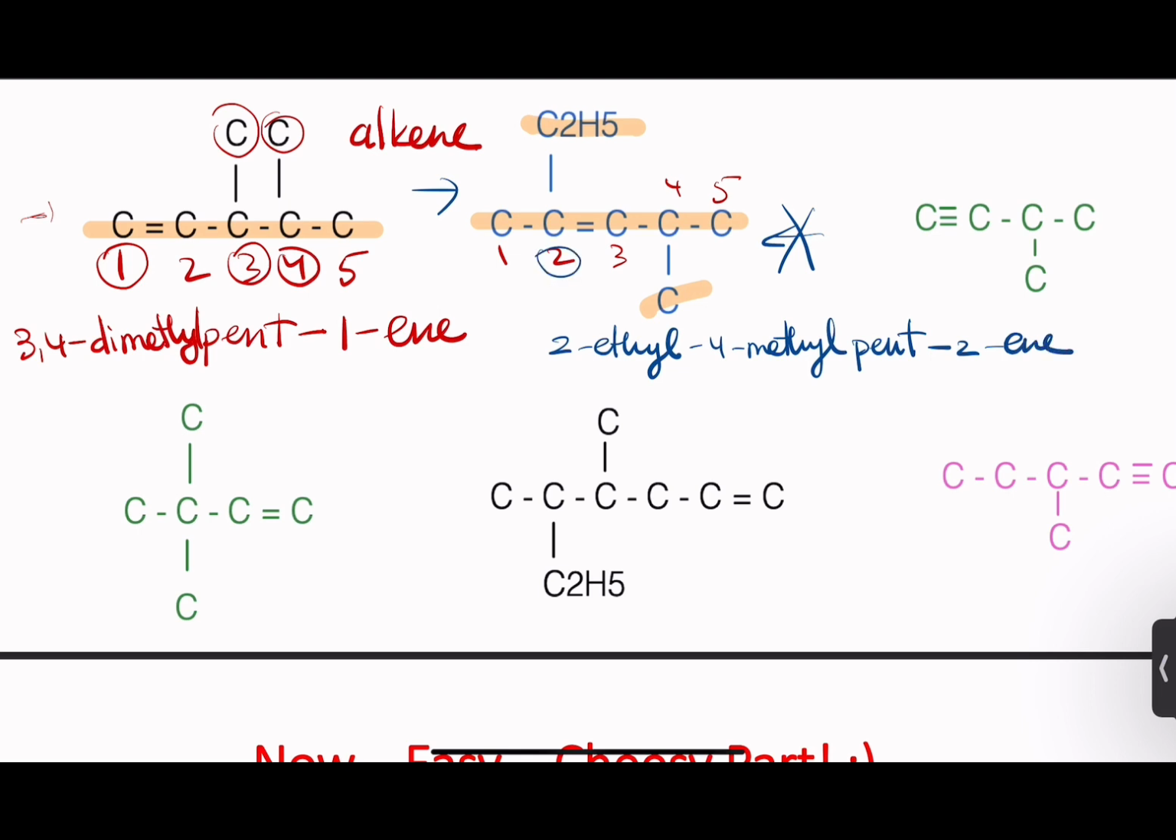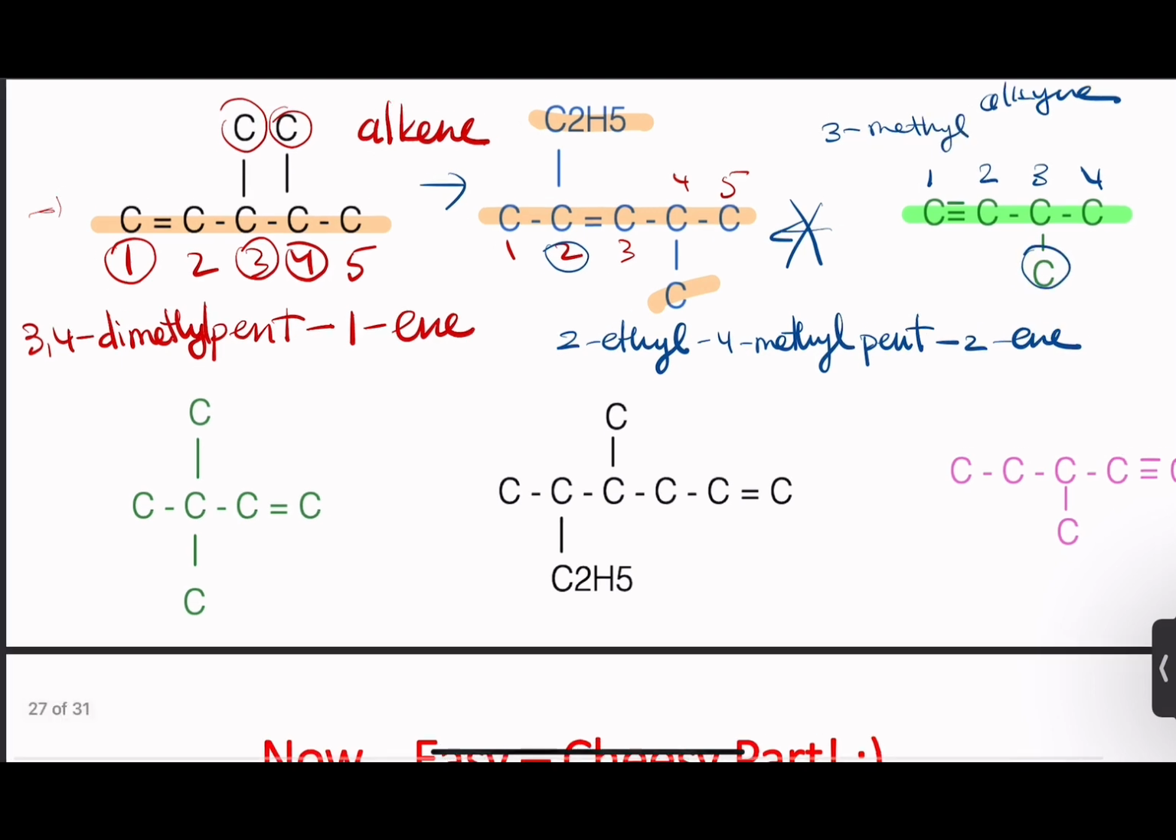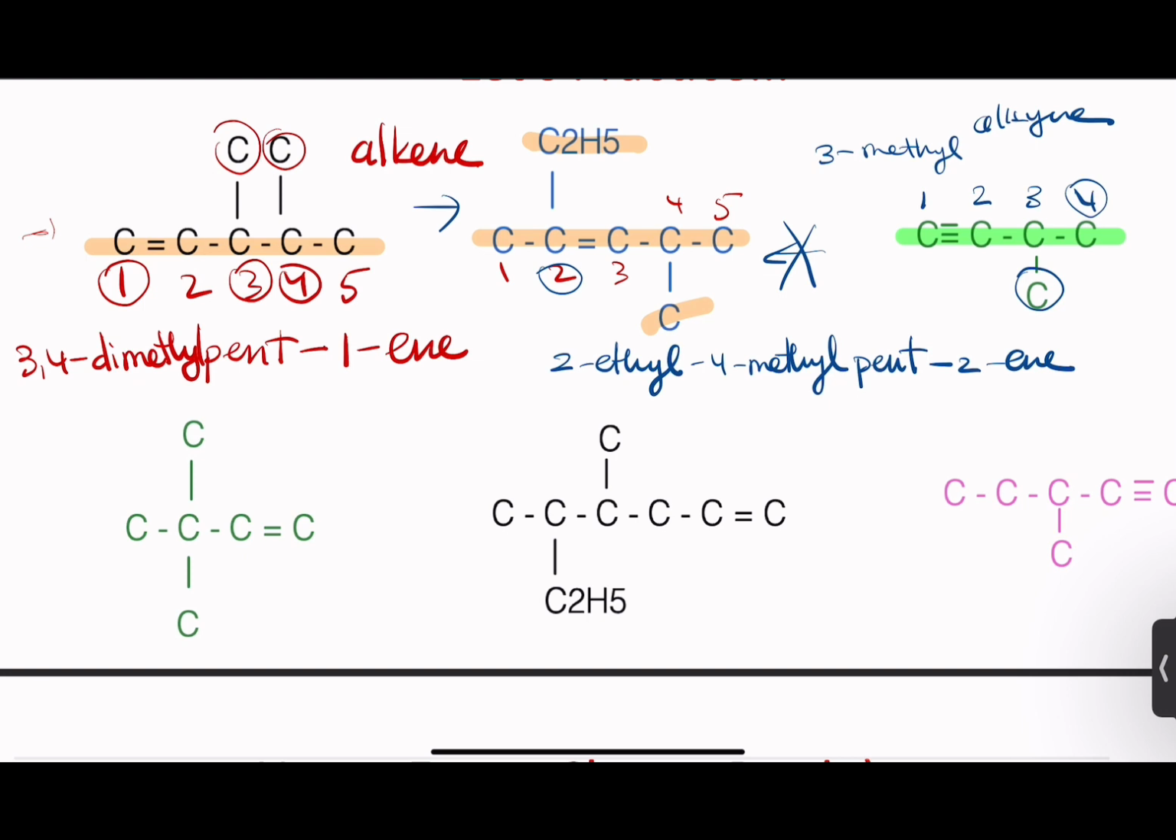and it will be pent because I have 5 carbons, and it'll be 2-ene because the second carbon is where the double bond starts. And then for this guy I have 4 carbons, longest with the triple bond, and triple bond, you know, it is alkyne, and then I'm gonna start numbering from left to right because that's where the triple bond starts. 1, 2, 3, 4, so it will be 3-methyl because I have a methyl group on the third carbon, and then my root is 4 carbons, but, and then it will be 1-yne.